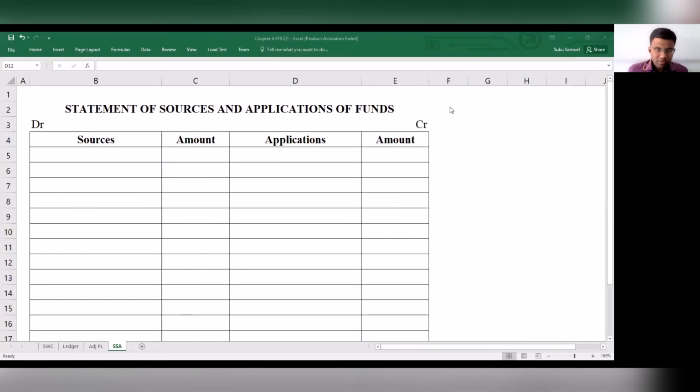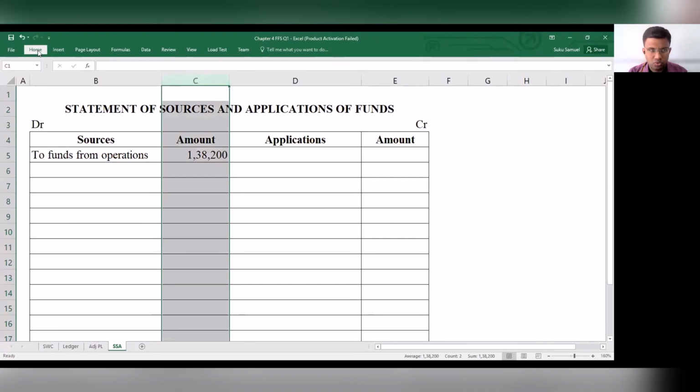The next and final statement that we have to prepare is the statement of sources and application of funds. Now let's quickly look at the question and try to identify which are our sources and which are our applications. Funds from operation is a source, which is 1,38,200.